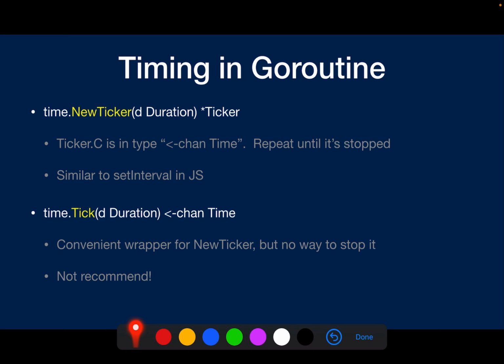There is also a counterpart of setInterval in JavaScript. It is called NewTicker. It returns a ticker. A ticker is similar to a timer. It also contains a channel of time. The difference is the signal in this channel is repeated. It's not recommended to use the shorthand method Tick because it discards the ticker and returns the channel directly, so there's no way to stop a ticker, so there will be a memory leak.